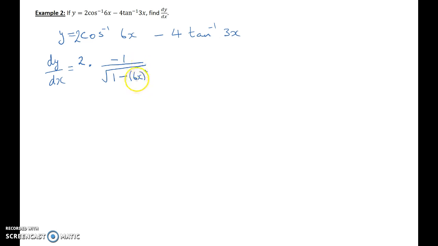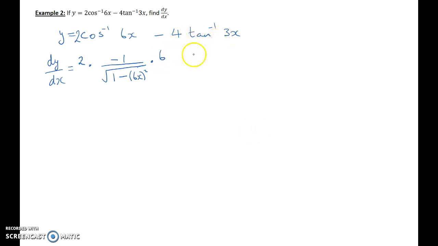When you're writing it out originally, make sure you put the argument inside parentheses, okay? Because there's the world of difference between 6x squared and 6x in parentheses squared, so please be careful. So we've kept the 2, we've differentiated the inverse cosine, keeping the argument the same, and then what we need to do is multiply by the derivative of the argument. So differentiate 6x and you get 6 there. So that's the first piece done.